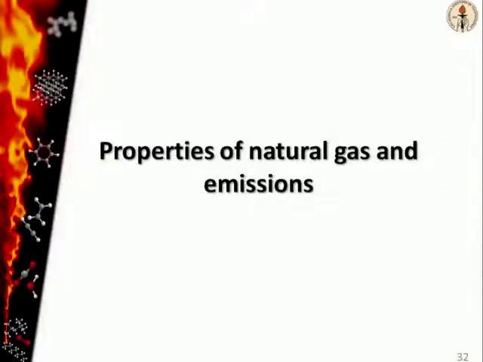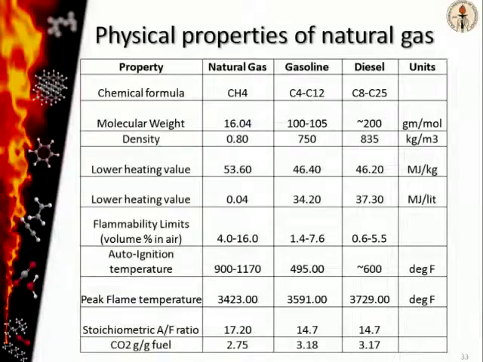So I'll briefly try to go over some of the physical properties of natural gas as well as some of the emission characteristics. The table here lists some of the important physical properties of natural gas. Since it is mostly composed of methane, you have the chemical formula CH4. As compared to gasoline and diesel, it is a much lighter hydrocarbon and also has far fewer carbon atoms. This bodes well for emissions in that you're going to have a lower amount of CO2 and carbon monoxide produced as a result of combustion of natural gas. If you look at density, since it is in the gaseous form, the density is low. It's about 0.8 kilogram per meter cubed as compared to 750 or 835 for gasoline and diesel.